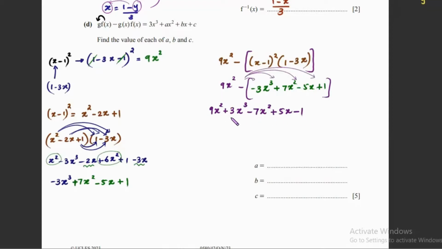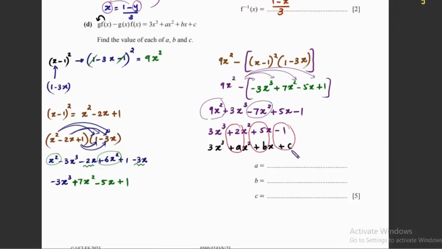Now I need to simplify this further. So I get 3x cubed, and then I have 9x squared and minus 7x squared, which is the same as 2x squared. So 3x cubed plus 2x squared, and I have plus 5x minus 1. And according to the question, this is equal to 3x cubed plus ax squared plus bx plus c, which means the value of a is 2, b is 5, c is minus 1. So 2, 5, and minus 1. This is what we get.